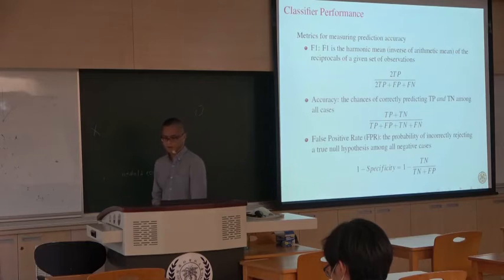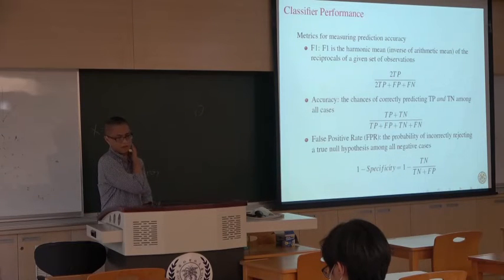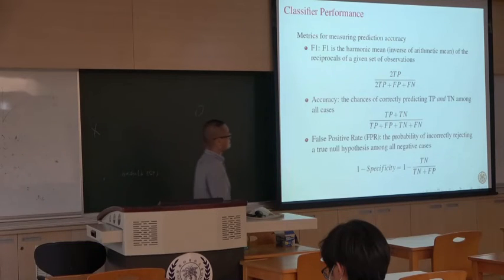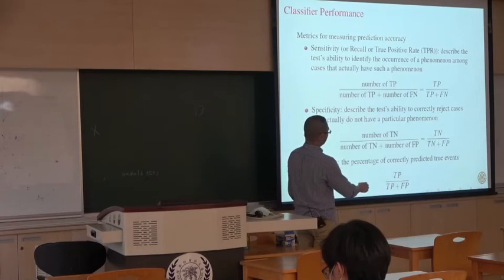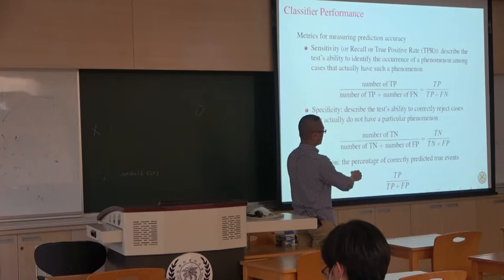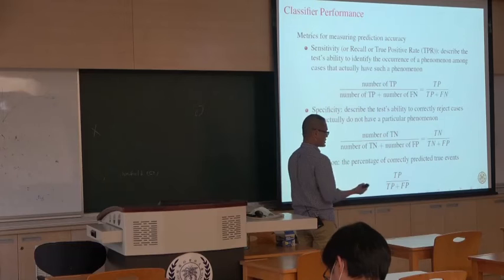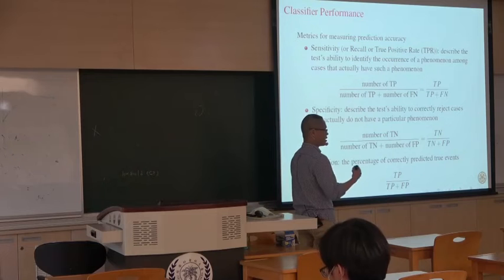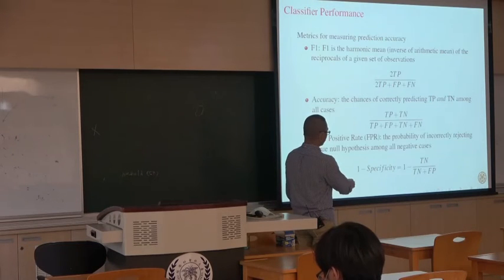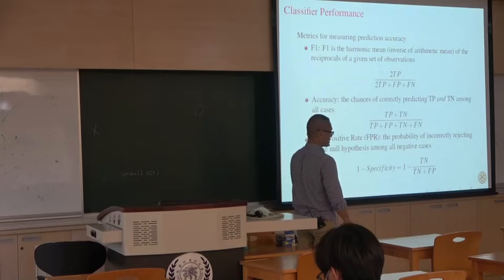There is also the false positive rate. It's the probability of incorrectly rejecting a true null hypothesis among all negative cases. It's just the complementary probability of specificity. Specificity is about the ability of the model to correctly predict true negative cases among cases that are all negative. So the false positive rate is just the complementary probability, which is 1 minus specificity.